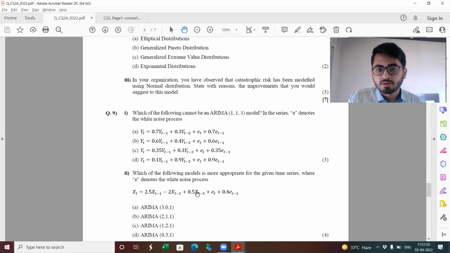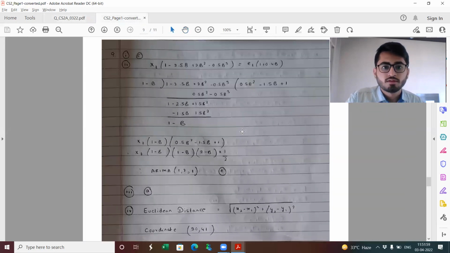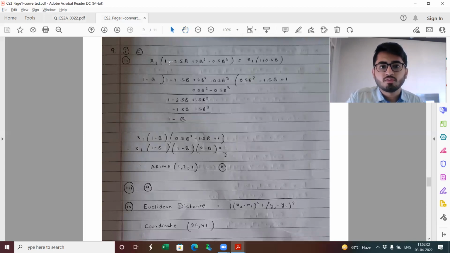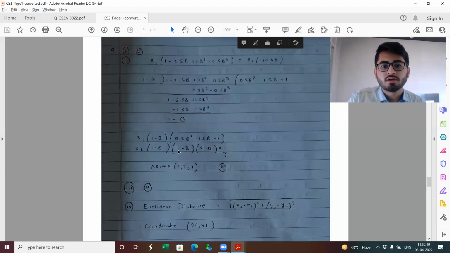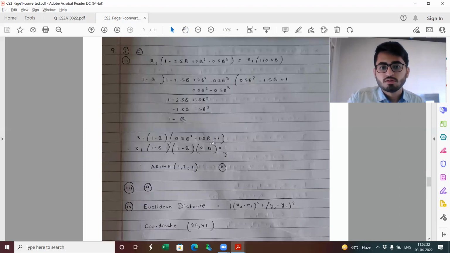Next we need to comment on this model. We need to express it in ARIMA p, d, q form. So here we need to go through the normal way to go about it. I've started with xt over here. I've brought all the terms over here, and then I've performed long division starting with 1 minus b, and I get 0.5 b square minus 1.5 b plus 1, which this particular term, note that, can be written in this form: 1 minus b into 2 minus b into half. So clearly I see 1 minus b has a power of 2, and 2 minus b. So basically p is 1. On the RHS I have q as 1 and d is 2. So it's ARIMA 1, 2, 1 model.